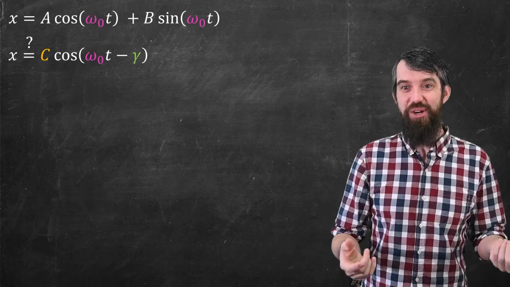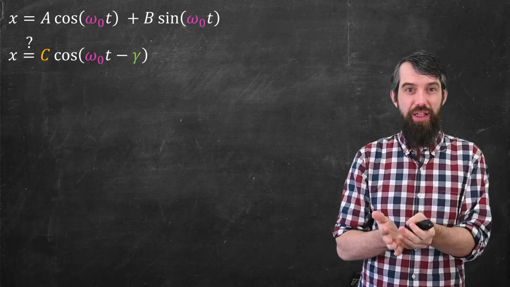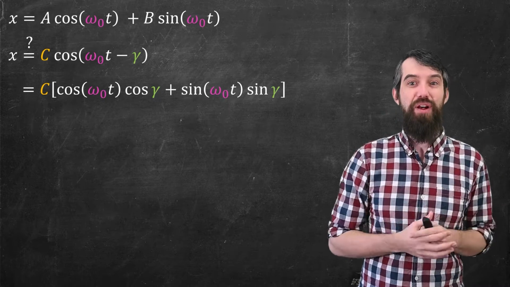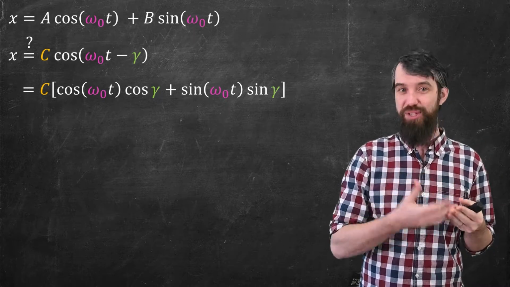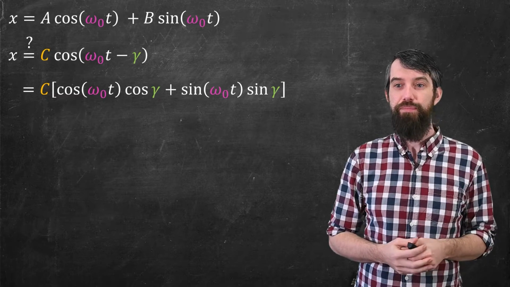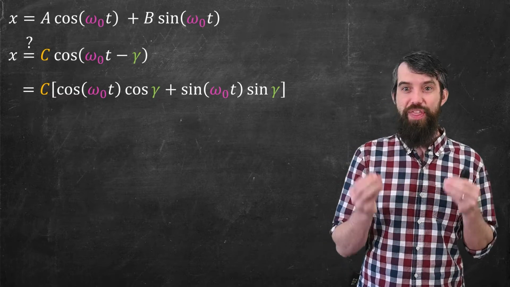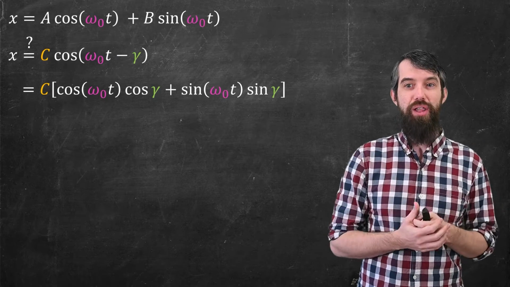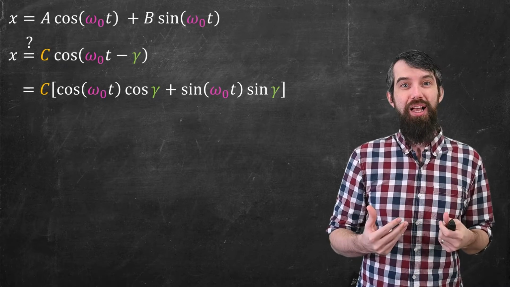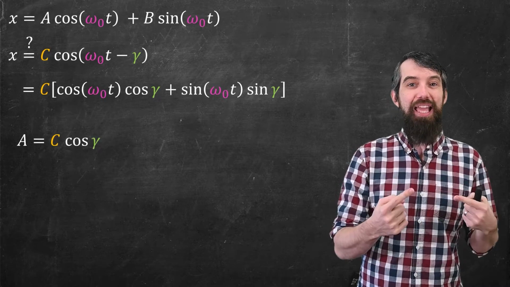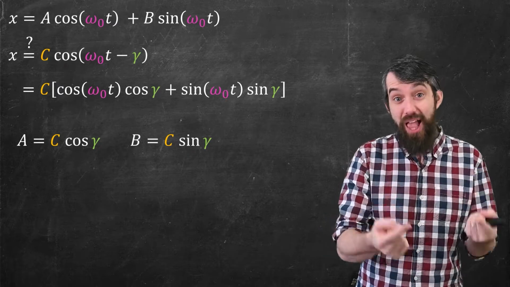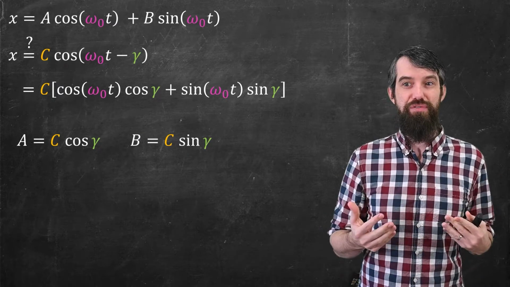Well, we have a trig identity to deal with cosine of one thing minus another thing. So I could expand that guess and write it as the constant c out the front, then cosine of omega naught t times cosine of gamma, and then plus sine of omega naught t times sine of gamma. And so if I compare this to the original, there's a cosine of omega naught t in both places, but I get these relationships that A would be c times cosine of gamma and B would be c times sine of gamma. And now it's just a question of solving for everything.